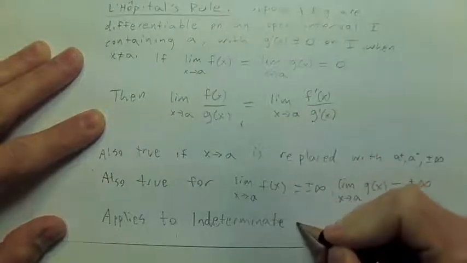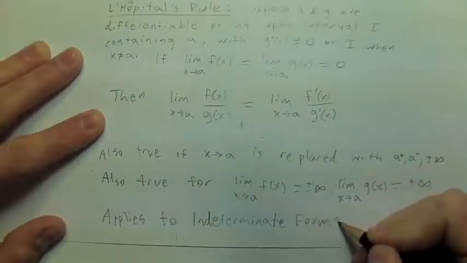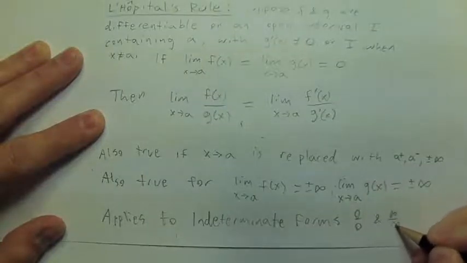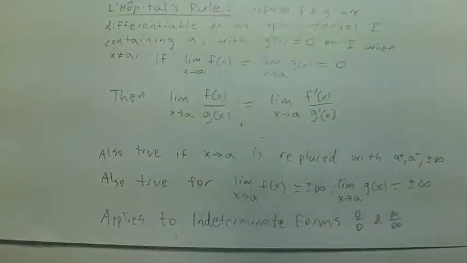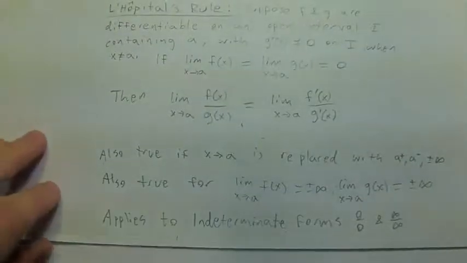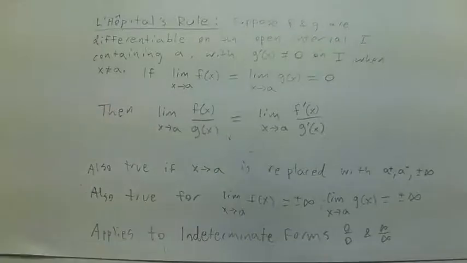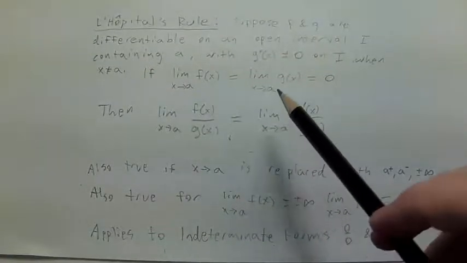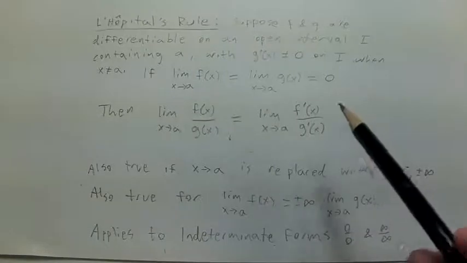Indeterminate forms, if I'm spelling that right, which are 0 over 0 and infinity over infinity. If you get a 0 over 0 case or an infinity over infinity case, what L'Hopital's rule says is that, provided you can take the derivative of the top and the bottom, then instead of taking this limit, you can take this limit, which is the limit of f prime over g prime.